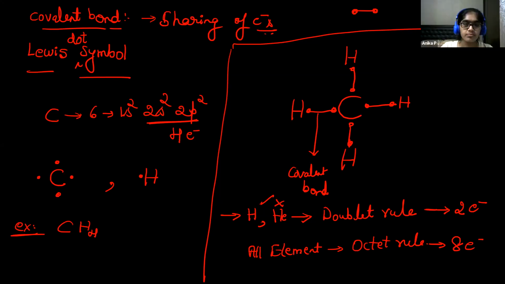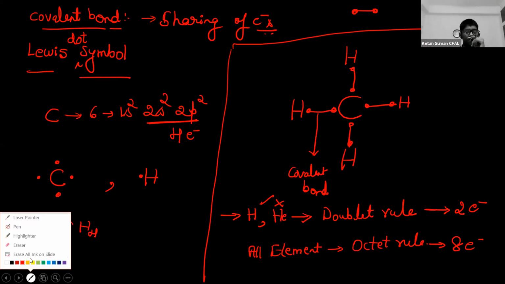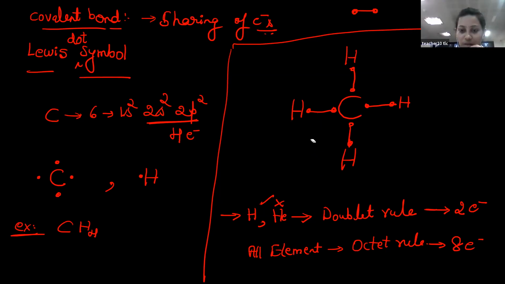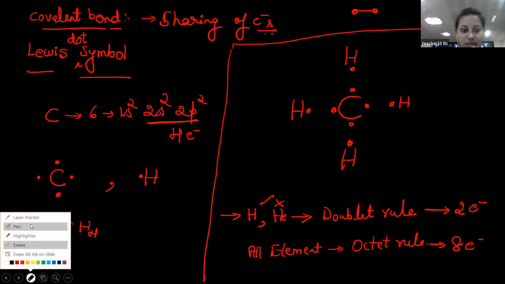Yes, ma'am. What does that neighbor mean, ma'am? I will explain that. Consider the same example. I'll rub this one. So these are all covalent bonds. I will rub even these bonds and adjust here, but you have to write it once again. Don't rub the bonds there.